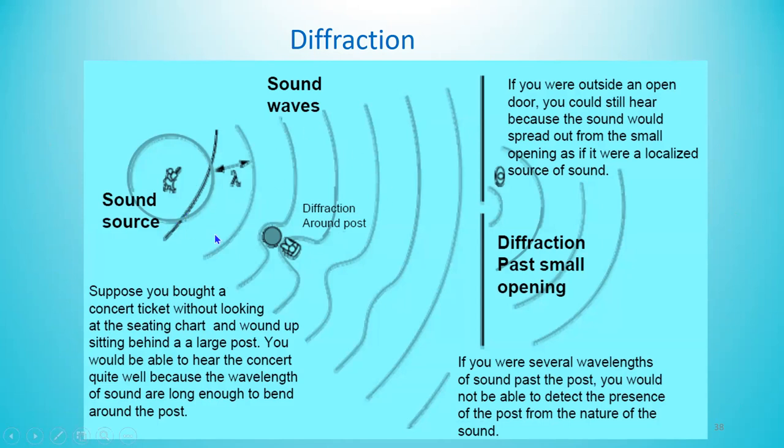That is the sound wave, the sound source, diffraction around a post, and diffraction past a small opening. Suppose you bought a concert ticket without looking at the seating chart and wound up sitting behind a large post. You would be able to hear the concert quite well because the wavelengths of sound are long enough to bend around the post. If you are outside an open door, you could still hear because the sound would spread out from the small opening as if it were a localized source of sound. If you are several wavelengths of sound past the post, you would not be able to detect the presence of the post from the nature of the sound.